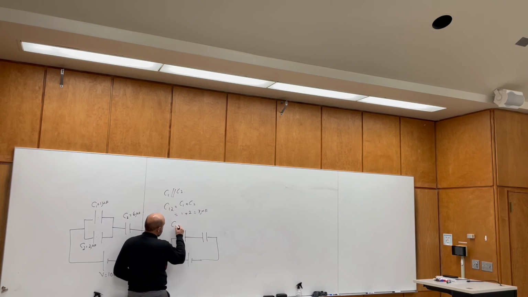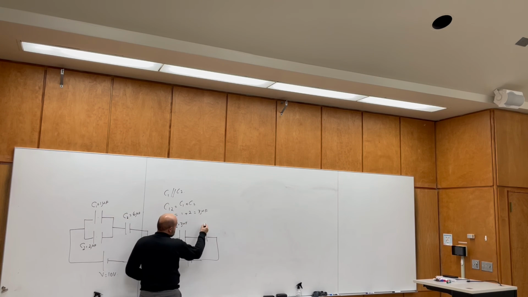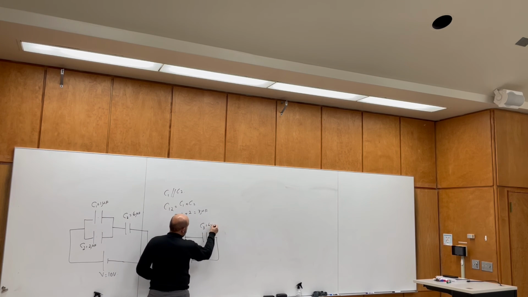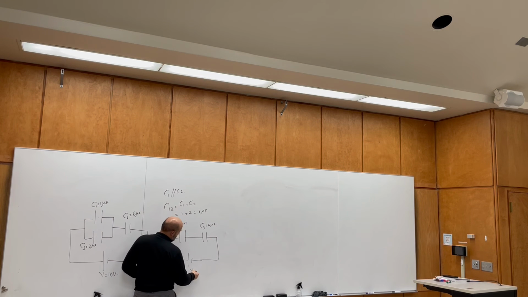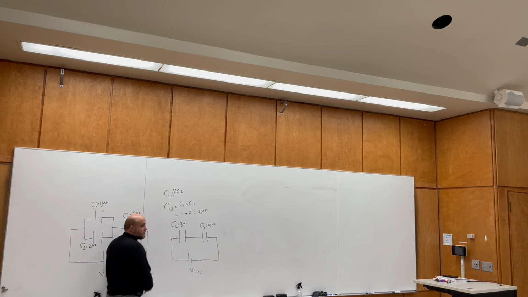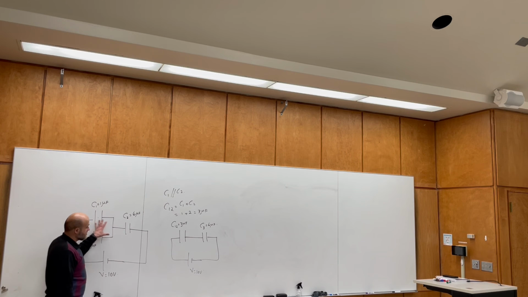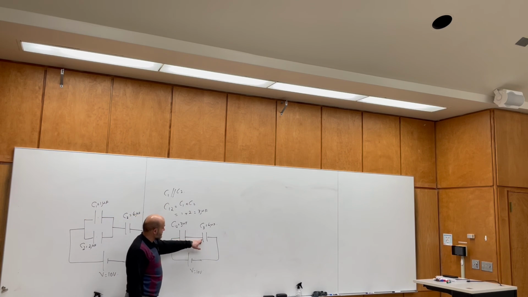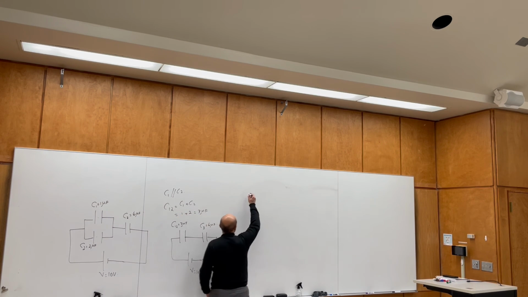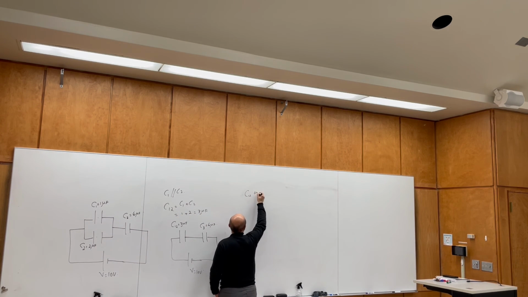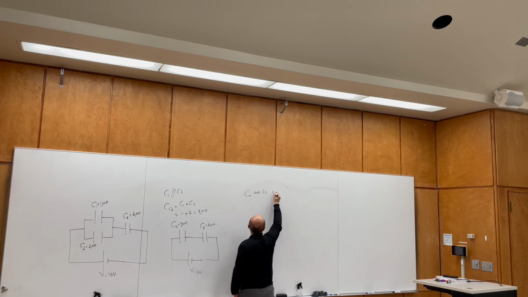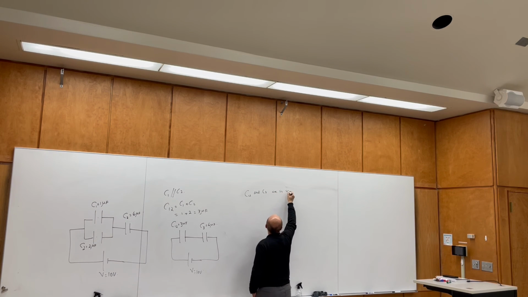So this is C12, which is 3 microfarad, that's the new one. C3 is 6 microfarad, and this is B, which is 10 volts. So now the circuit goes from 3 capacitors to 2. Now this and this, they are in series. So now we have C12 and C3, they are in series.